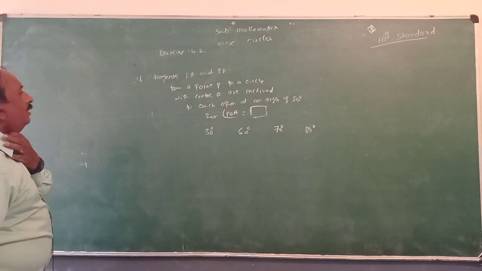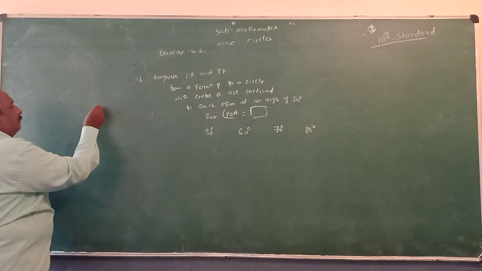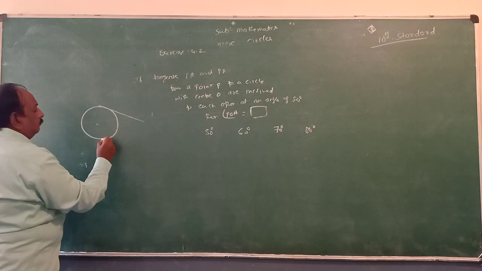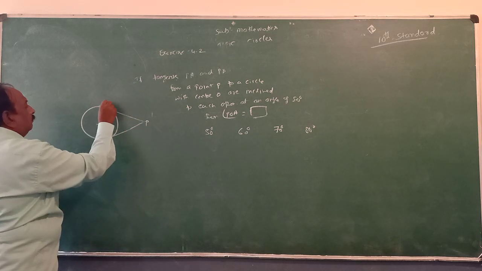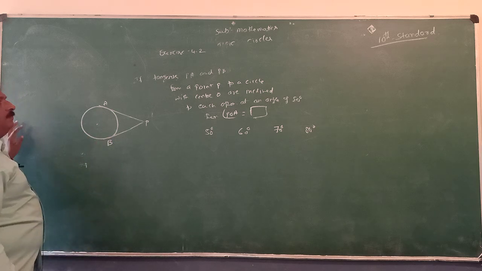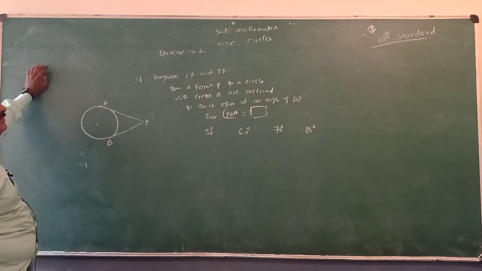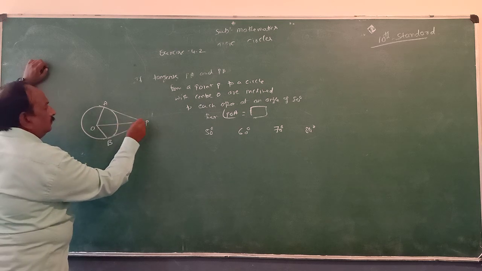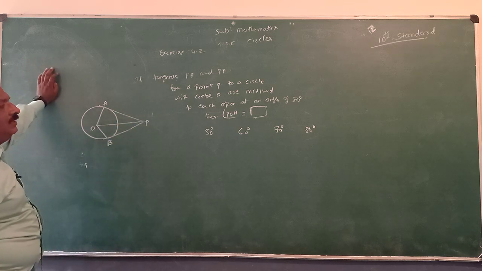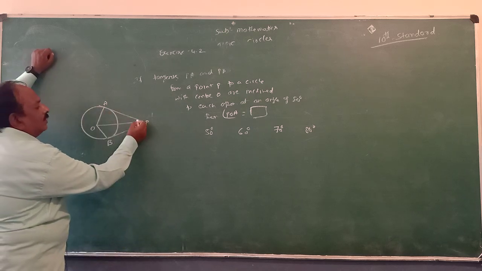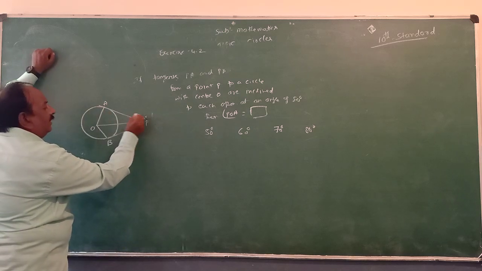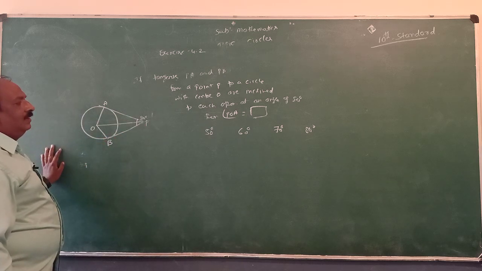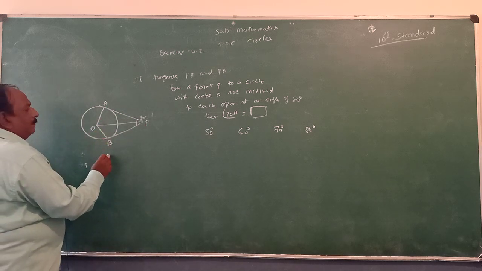PA and PB are the tangents from the point P to a circle with center O, inclined to each other at an angle of 80 degrees. The words inclined to each other at an angle of 80 degrees mean the total angle APB is equal to 80 degrees. Then angle POA.